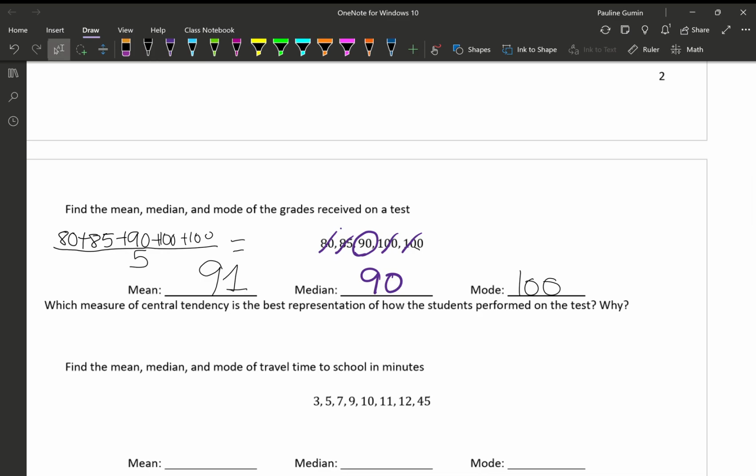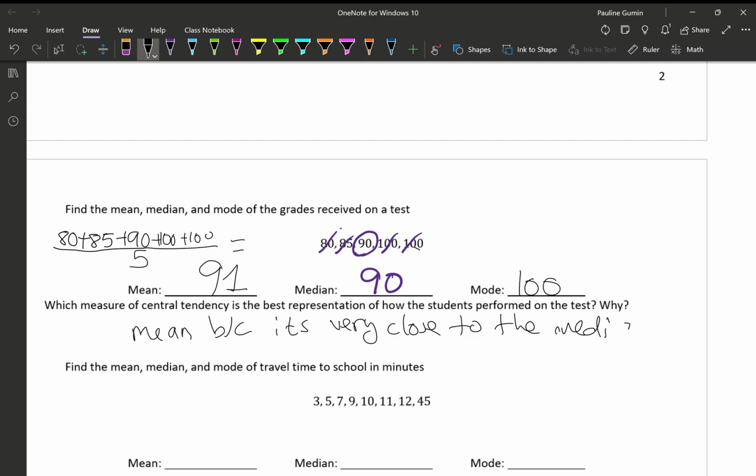Which central tendency best represents how the students performed on the test? I would say the mean, because the median and the mean are really close and the mode is really far off. So I would say mean because it's very close to the median. So not only is the middle very close to the average, the mode is just so far off that it really doesn't tell us much about the data.